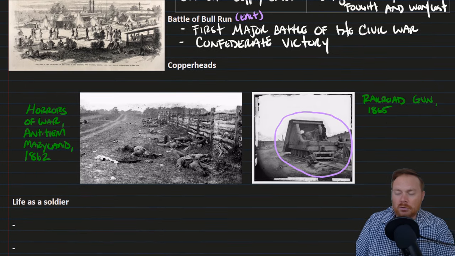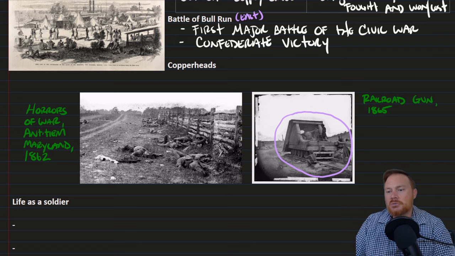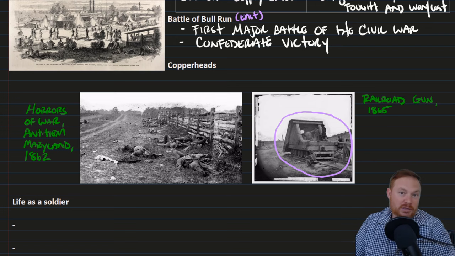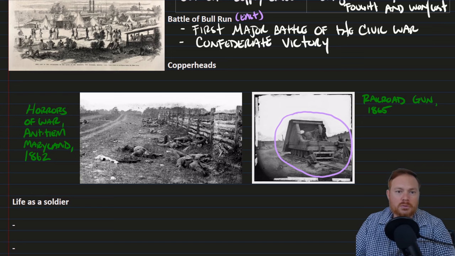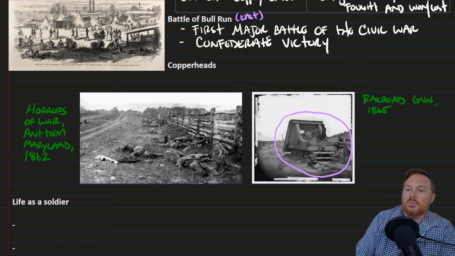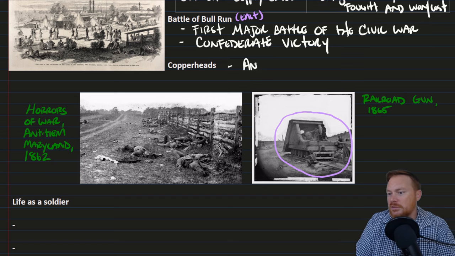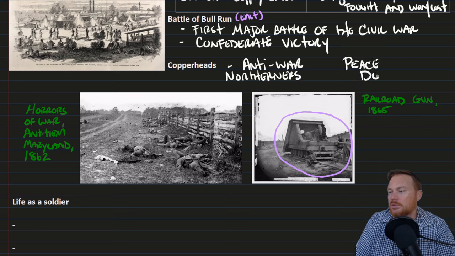A quick victory, or the lack of a quick victory, also led to people in the North increasingly speaking out against the war. If this was a war that was over very quickly with very little bloodshed and the Union won very quickly, that could get a lot of support. But the longer the war went on and the more bloodshed it caused, increasingly there are people in the North who will speak out against the war. We call these Copperheads, right? Copperheads, these are anti-war Northerners. As your textbook calls them, peace Democrats.